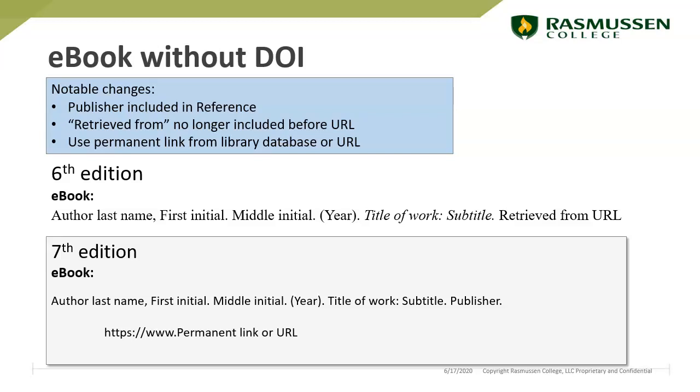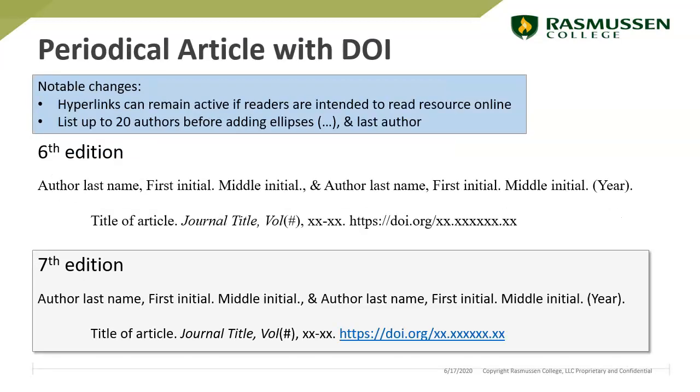Here we have a reference for an ebook without a DOI. Notice the publisher is included in the reference, the words retrieved from are no longer included before the URL, and a permanent link from a library database or URL is provided. Next, we have a periodical article with a DOI. Notable changes include that hyperlinks can remain active if readers are intended to read the resource online.